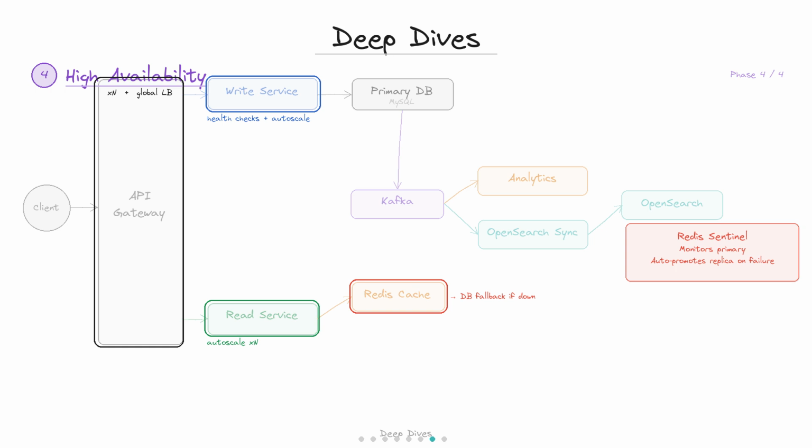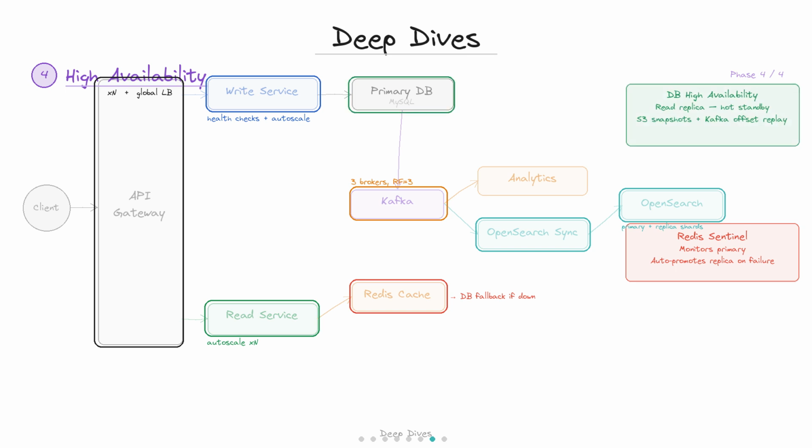Kafka, run a multi-broker cluster with replication factor 3. If one broker goes down, Kafka automatically re-elects a leader for affected partitions. OpenSearch, run a multi-node cluster with primary and replica shards. If a node fails, replica shards are promoted automatically. Database, run a primary with a synchronous read replica. If the primary fails, the replica is promoted.